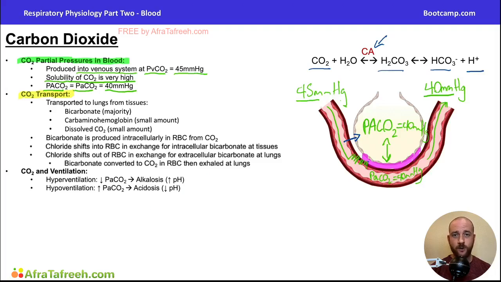All right, so let's just summarize a few points that we just talked about. So first, when carbon dioxide is transported to the lungs from the tissues, the major form that it's going to be in is bicarbonate, and that's high yield to know. And the other forms that it can be found in is bound to hemoglobin as carbaminohemoglobin and also dissolved CO2.